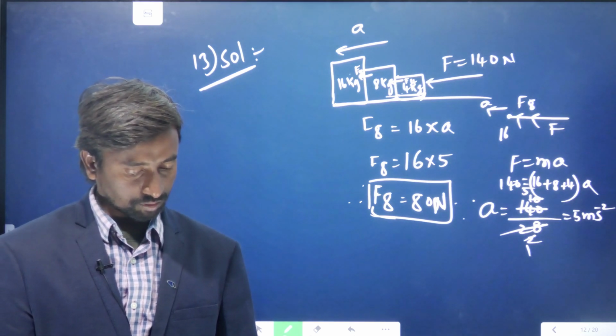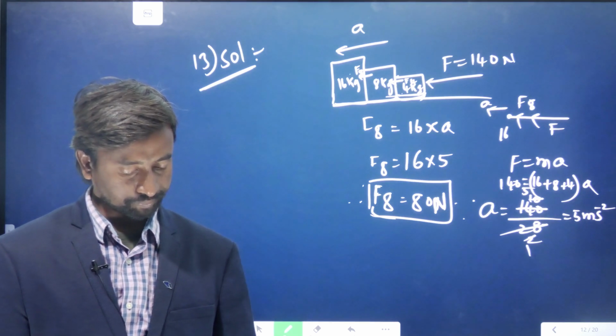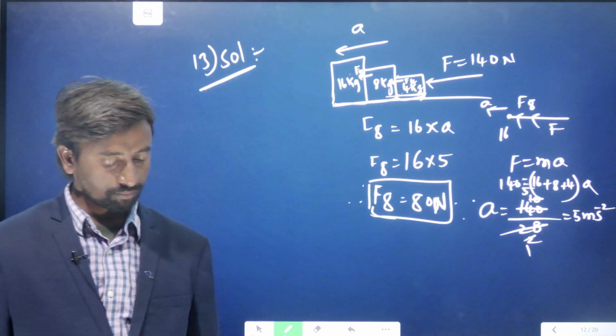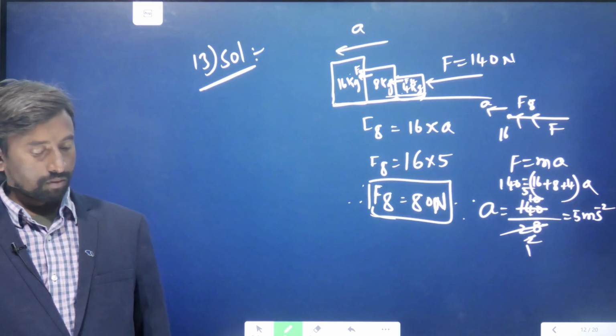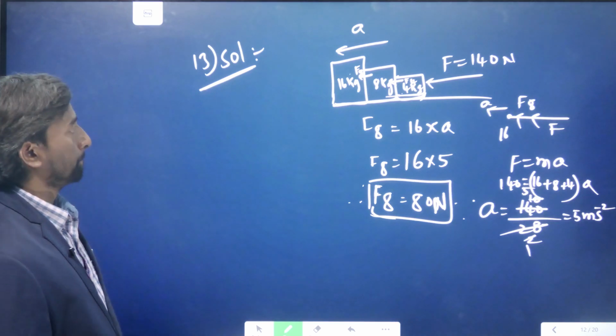J means the 13th one. So like this, problems will be there.